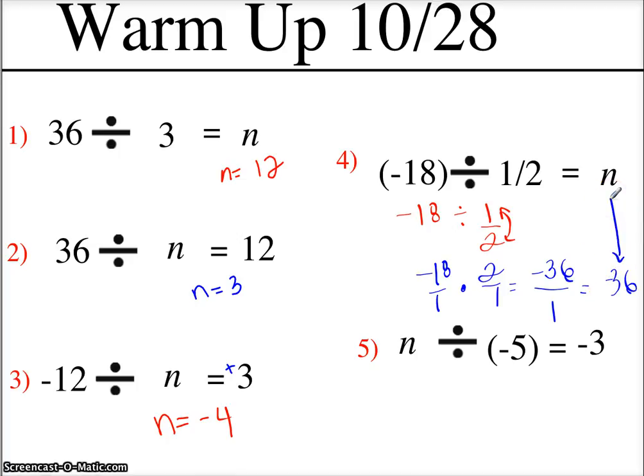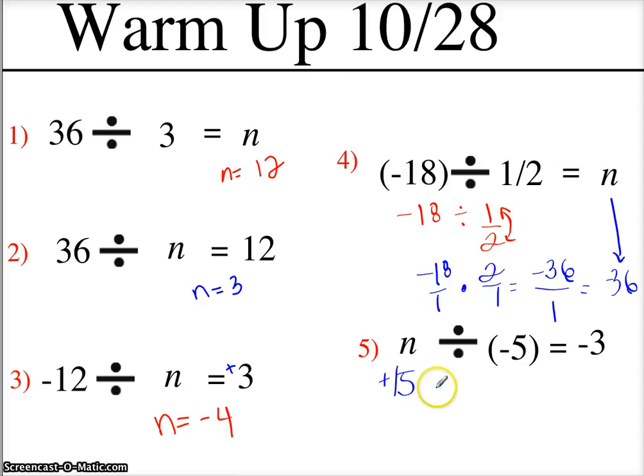Okay. Number 5, a number divided by negative 5 is going to be negative 3. Now in order to get this negative 3, I know that this number needs to be a positive number, because a positive divided by negative is going to be a negative. That works. Now something divided by 5 is 3. Something divided by 5, I believe this is a 15. So 15 divided by negative 5 should equal negative 3.